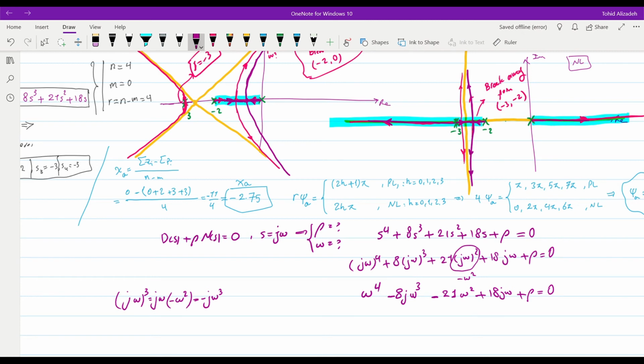And now we can see that we have omega to the power of 4 minus 21 omega squared plus rho as the real part, plus 18 omega minus 8 omega to the power of 3, times j, equal to 0 as the imaginary part.